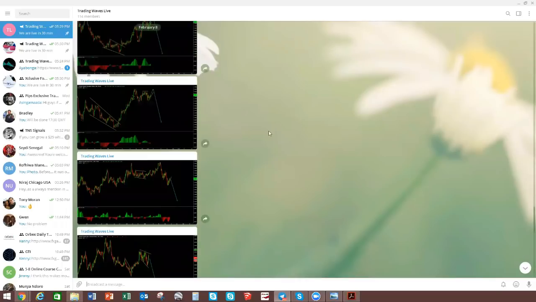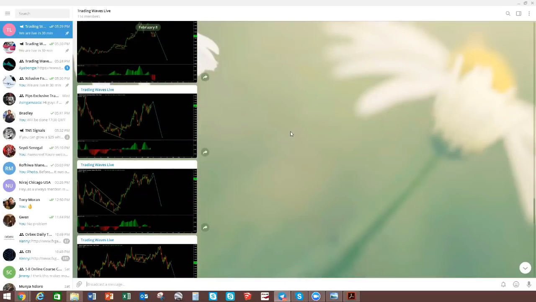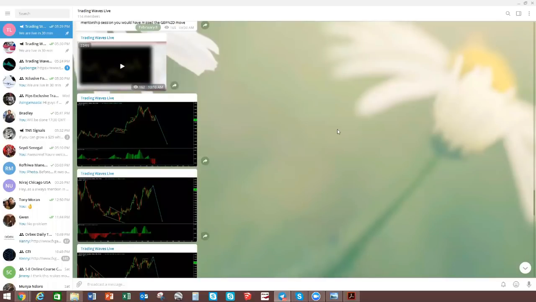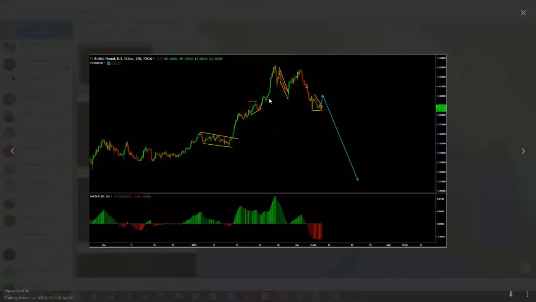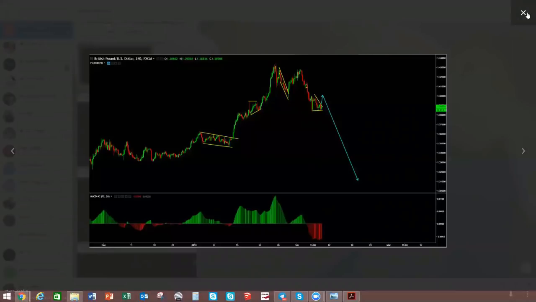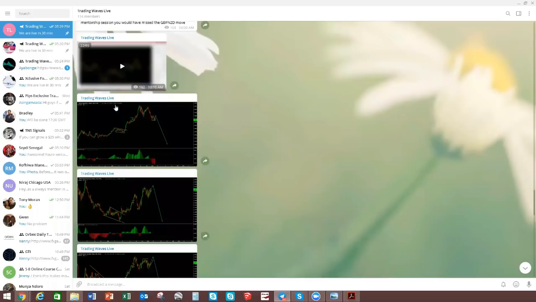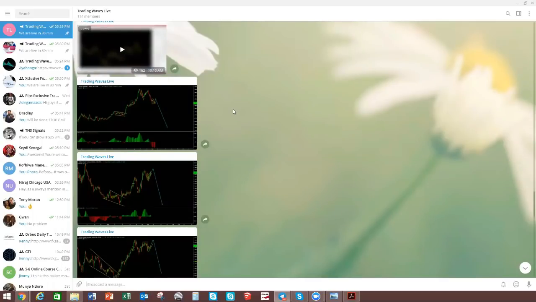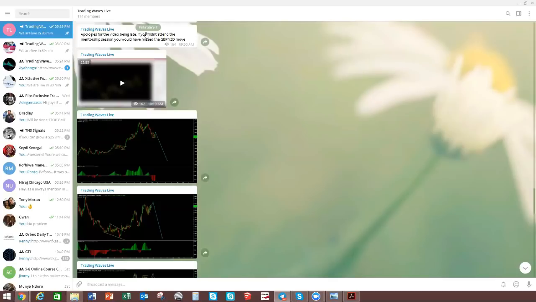It's important to understand how to trade, whether there are news events or not. We always use our Elliott Wave strategy to focus on the news. So this is the chart of pound US dollar 240. I don't know if you can see the date, but these charts were posted on the 8th of February, the day before the Bank of England interest rate decision.